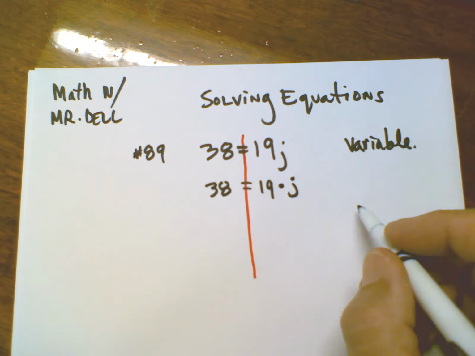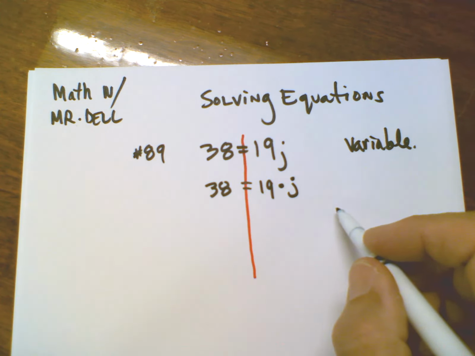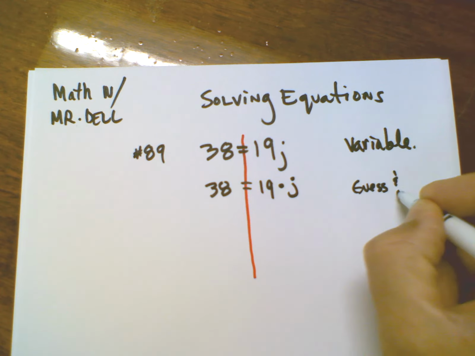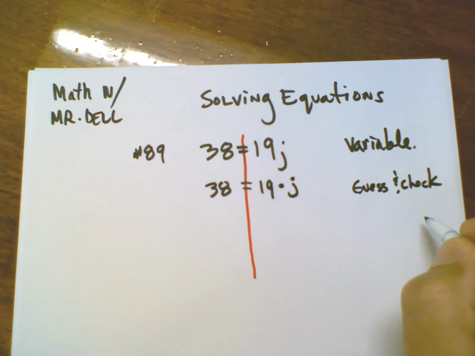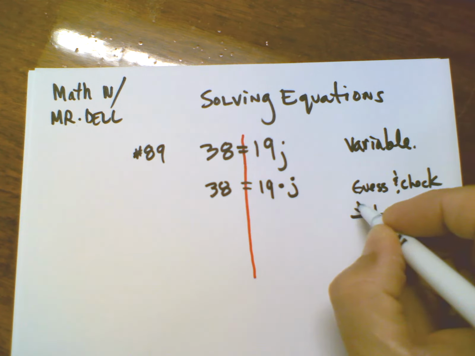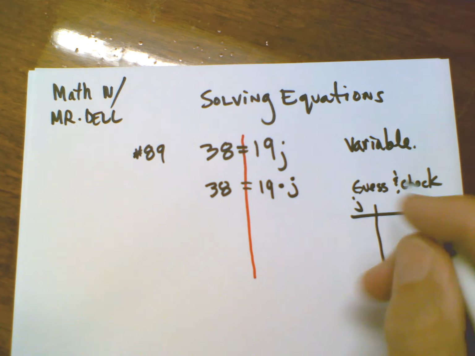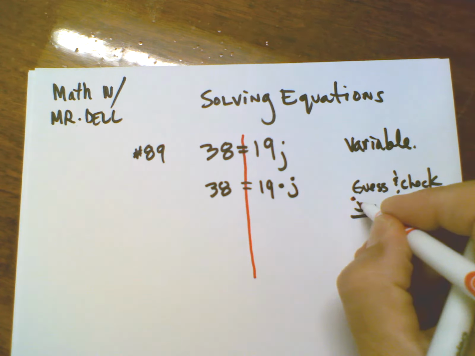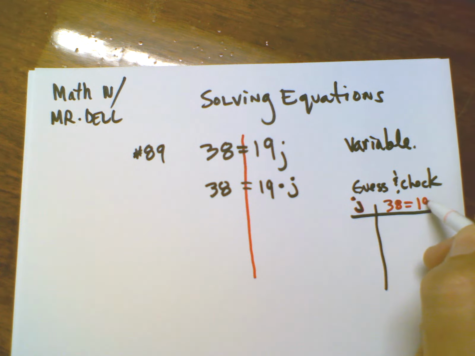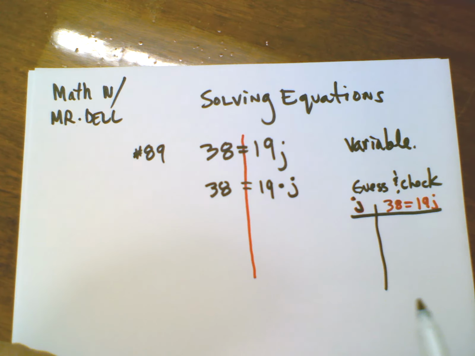So there's different ways to solve equations. One way is actually called a guess and check table. And how that works is you would actually guess a number for J and then plug in. So I'm going to guess something for J. And then I'm going to put my equation over here. I'm going to put it into the equation and see if it's true.